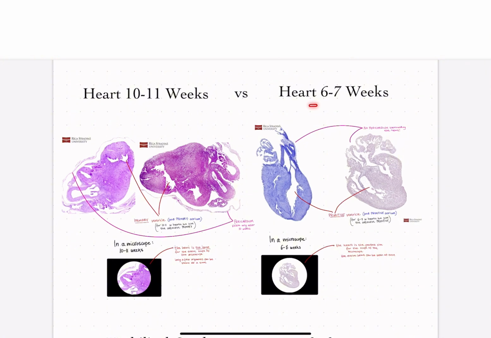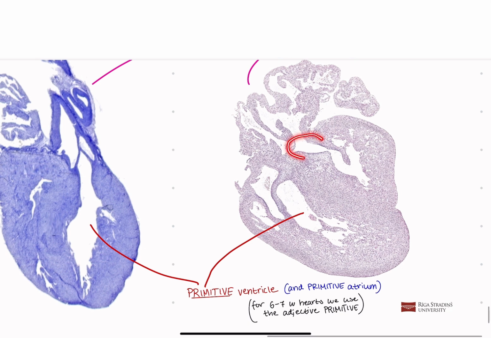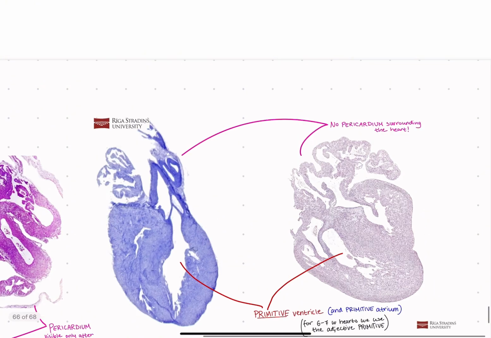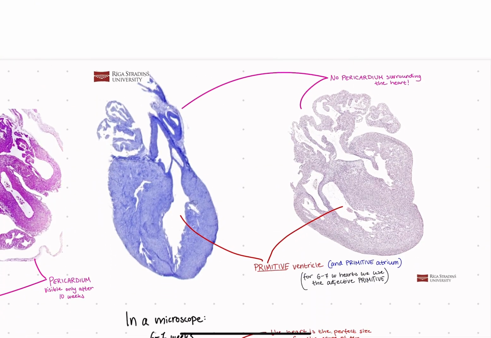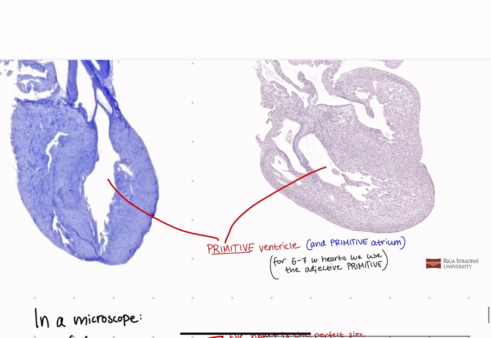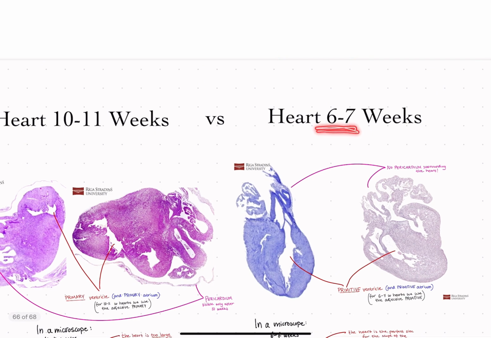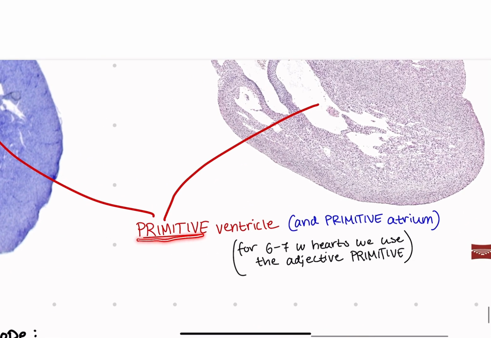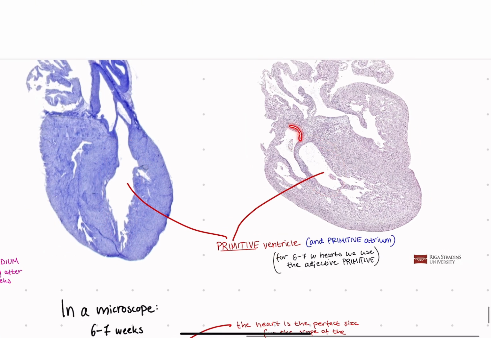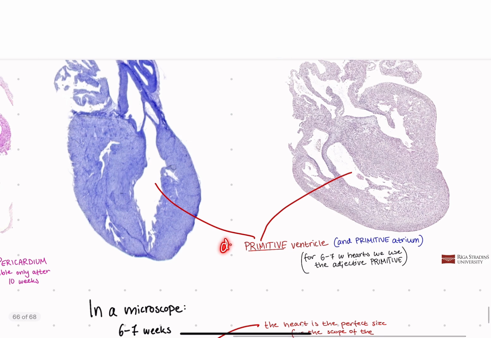Now, for the 6 to 7 week old heart, like I said, we have 2 atria and 2 larger ventricles. Now not only do you have to write the developing ventricles and atria, you also have to write in a specific adjective to describe it if we're looking at a 6 to 7 week old heart, and that adjective is primitive. So in this case, these 2 would be primitive ventricles, and then this would be a primitive atrium. So primitive right before the chamber of the heart, if it's the atrium or the ventricle, and of course you have to write developing before.